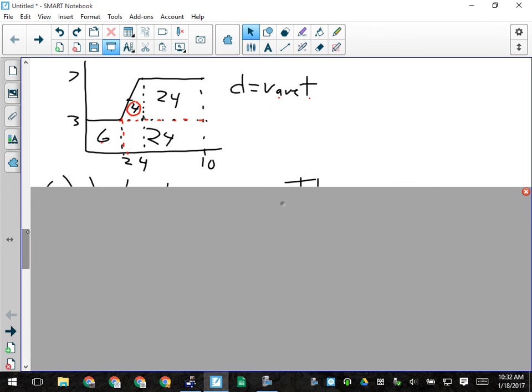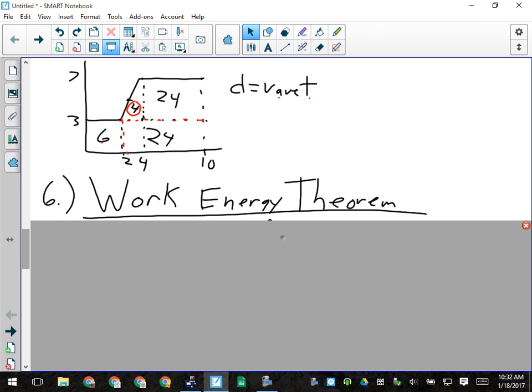All right. Then we went into the work energy theorem, which is, without a doubt, the most important concept in physics, possibly science.